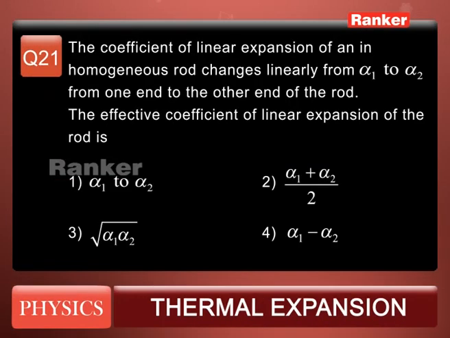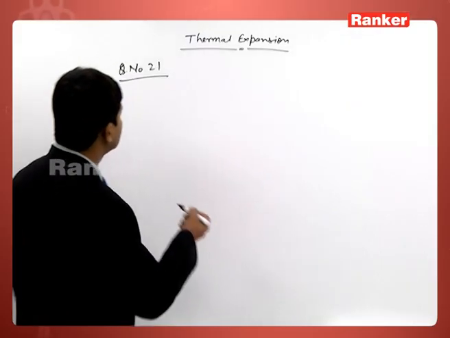Question number 21. The coefficient of linear expansion of a homogeneous rod changes linearly from alpha 1 to alpha 2 from one end to the other end of the rod. The effective coefficient of linear expansion of the rod is: first option, alpha 1 plus alpha 2; second option, alpha 1 plus alpha 2 by 2; third option, root over alpha 1 alpha 2; and fourth option, alpha 1 minus alpha 2. See how to do this one.